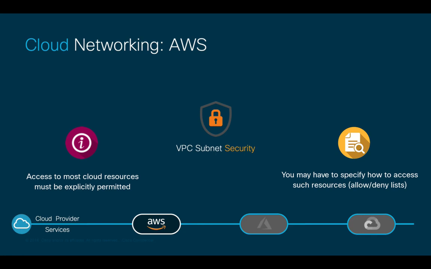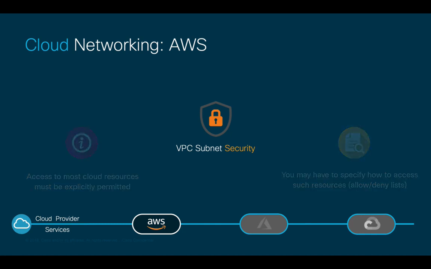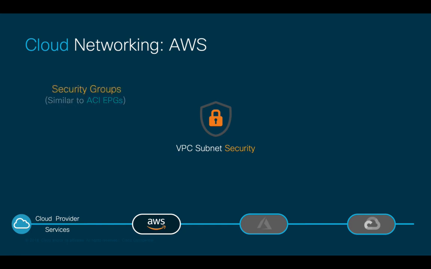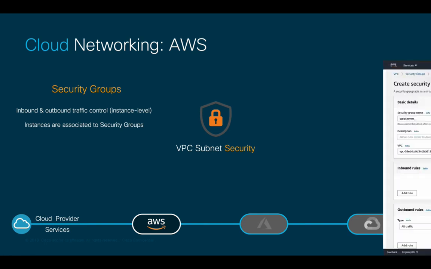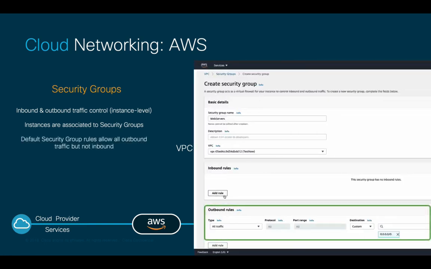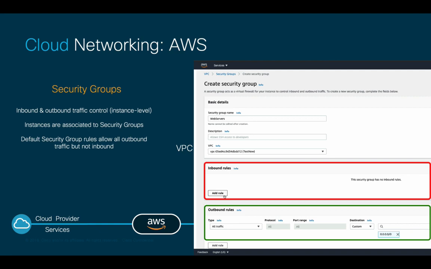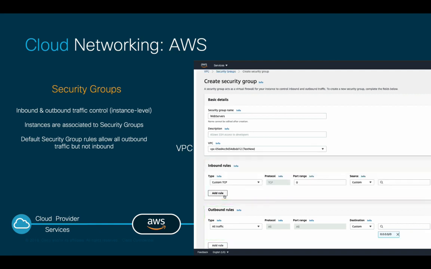In the case of AWS, there are two main ways to achieve segmentation and define policy between different segmentation groups. The most popular one is called security groups, which is similar to ACI EPGs. They are used to control inbound and outbound traffic and are assigned per instance. Instances in a security group need rules to communicate to other security groups, prefixes, and more. Every new security group you create will allow all outbound traffic by default, while denying all inbound traffic until you explicitly adjust it, following an allow list model.